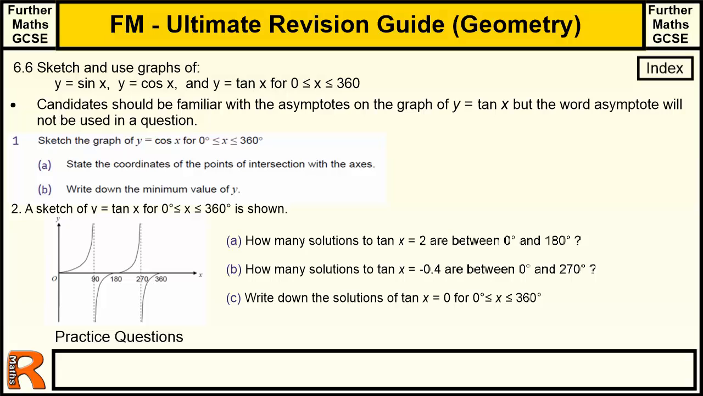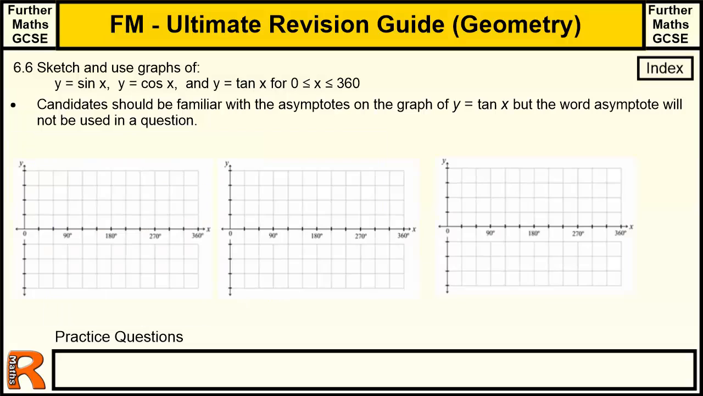Okay, let's go on to sine, cos and tan graphs. So here's three sets of axes. Let's have a look at the sin x graph. So y equals sin x. To draw a sin x graph, first of all you've got to be familiar with the shape of the graph. So the sin x graph is a sort of up and down curvy thing.